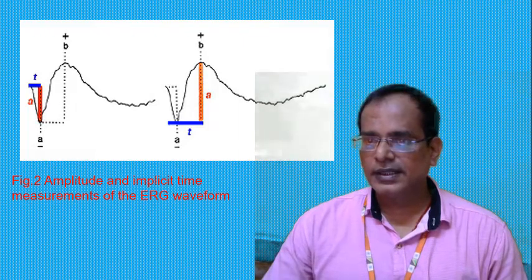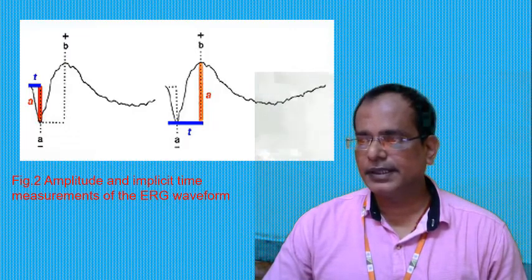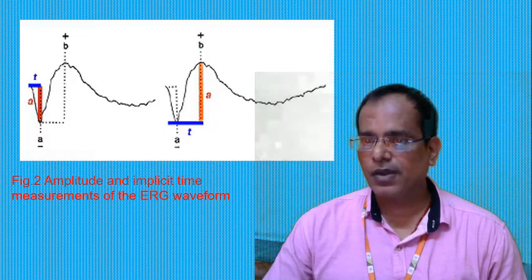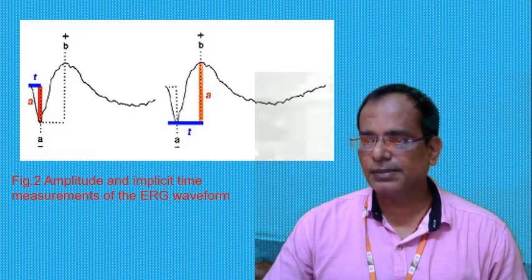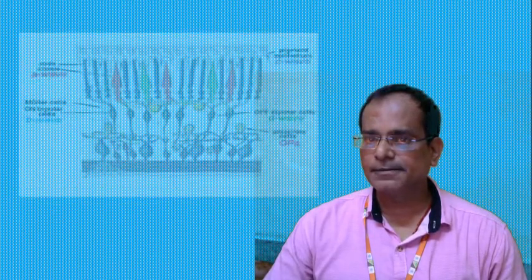So here we can say that there is the time period T from flash onset to the trough of the A wave, and the time T from the flash onset to the peak of the B wave. These times are referred to as implicit times in the jargon of electroretinography. Jargon means it's complicated to measure. They are calling it complicated to measure.